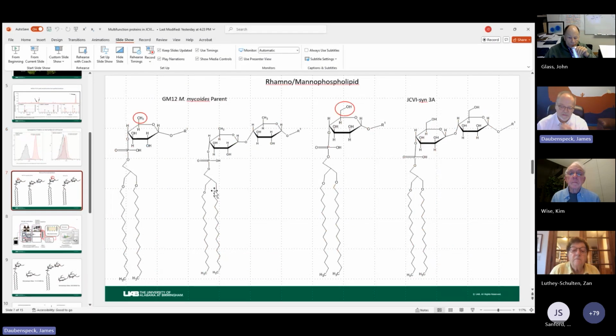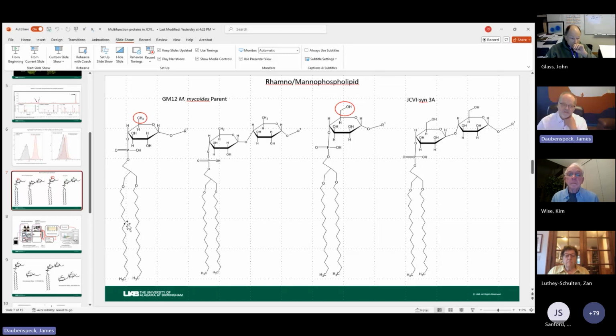Now this is the molecule that we have found. In the parent, GM12, this is a rhamnophospholipid. Rhamnose synthesis is knocked out in Syn3, and so this molecule just doesn't finish the final step of synthesis and is a mannophospholipid, and that's what we find in Syn3.0.